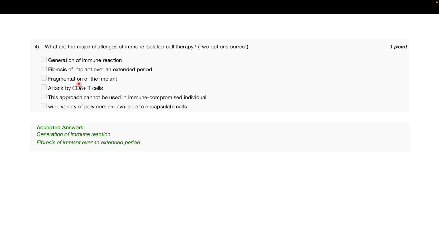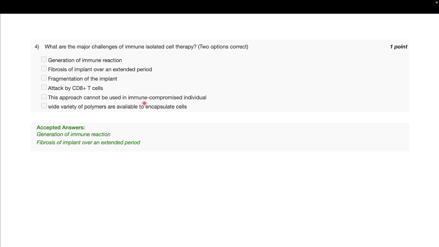So the rest of the options we'll just go through. Fragmentation of the implant doesn't usually happen. Attack of CD8 plus T cells will not happen because your CD8 plus T cells are very big in size. They will not pass through the 50 kDa cutoff of the membrane.